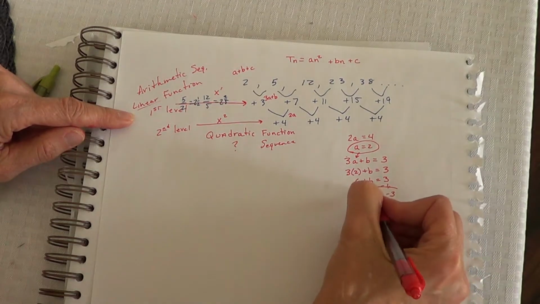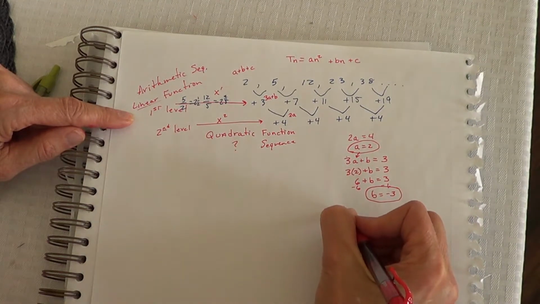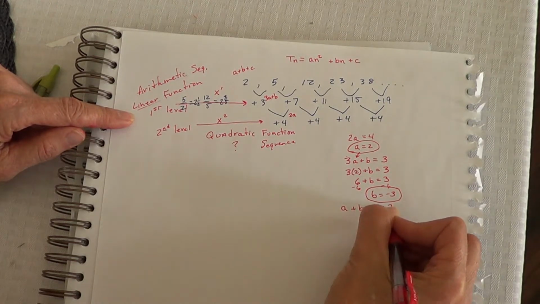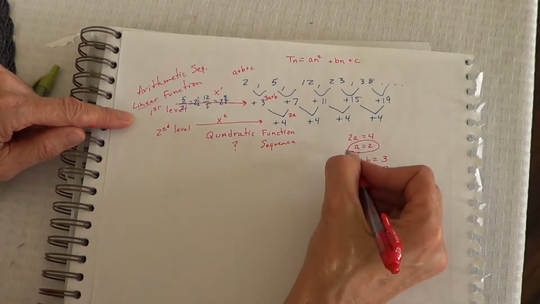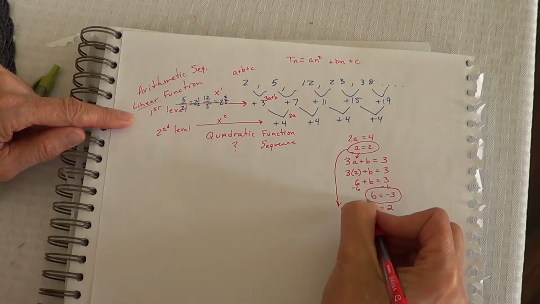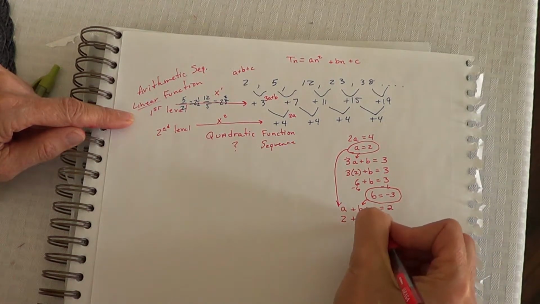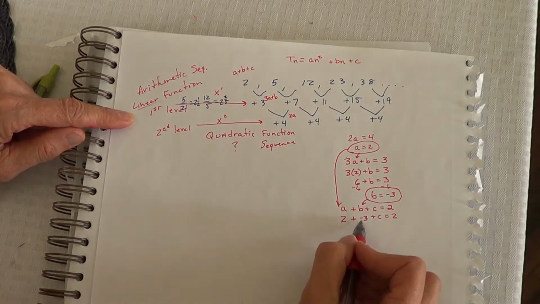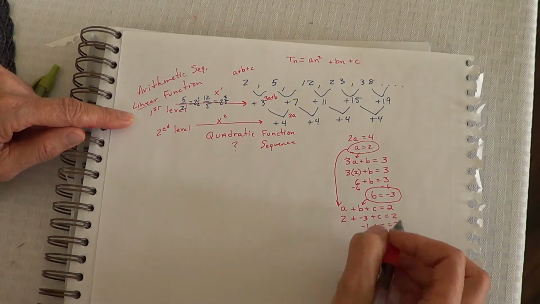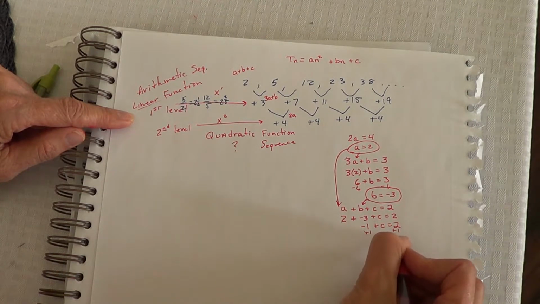Okay, another bit of information there. That's awesome. Now we take this last equation. a plus b plus c equals 2. And we plug in our a value, 2. Plug in our b value, negative 3. And we're looking for our c value. 2 plus negative 3 is negative 1 plus c equals 2. We'd have to add 1 to get rid of that. And we find that c equals 3.